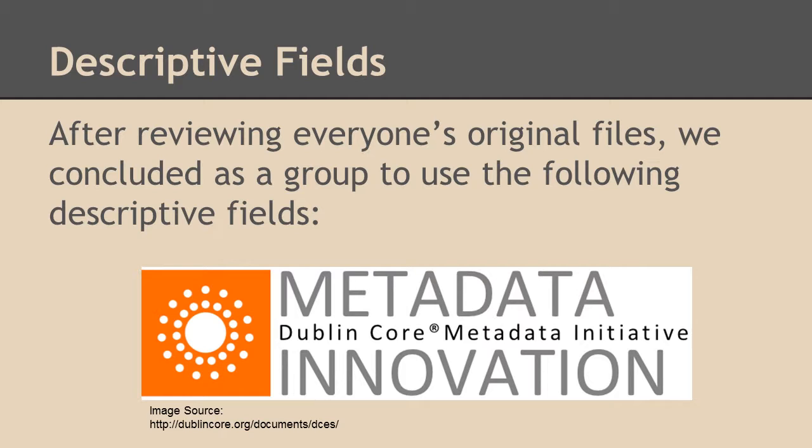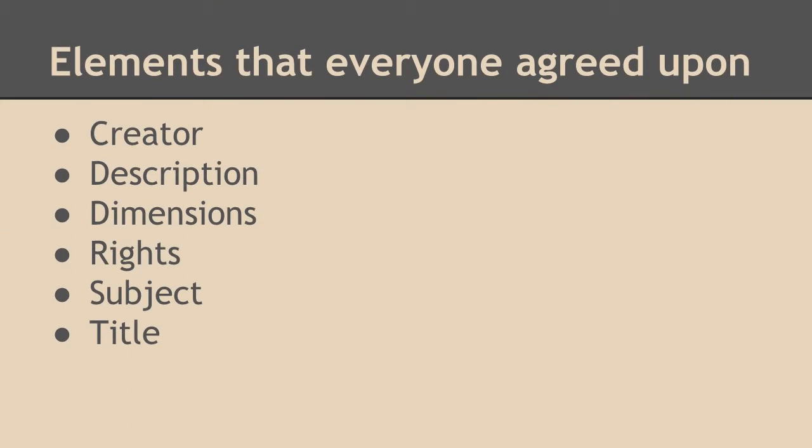The Dublin Core helped us determine which fields we would use and how we would use them. There were a few elements that we all agreed upon without having to discuss it. Those elements were creator, description, dimensions, rights, subject, and title.